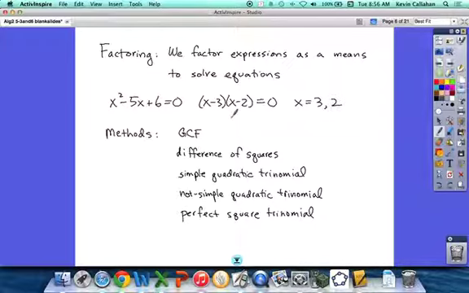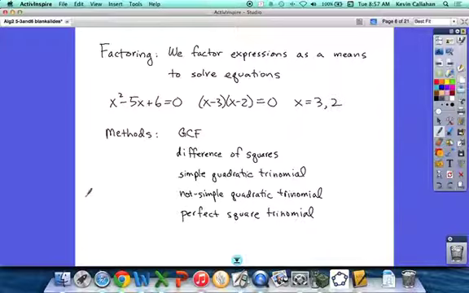Zero product property. So since x minus 3 times x minus 2 is 0, then either x minus 3 is 0 or x minus 2 is 0. So x equals 3, x equals 2. 2 answers because it's quadratic. I mean, that's an example. That's why we learn to factor, so we can solve equations with this method. Right? And these were all the different methods that we used in Chapter 4. Most of them are specific to quadratic functions.